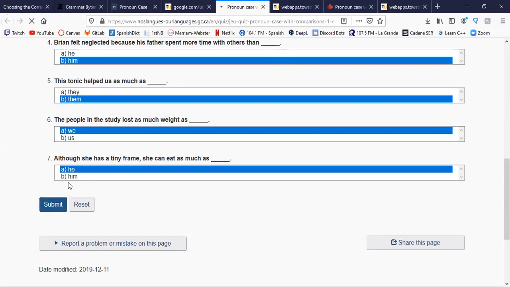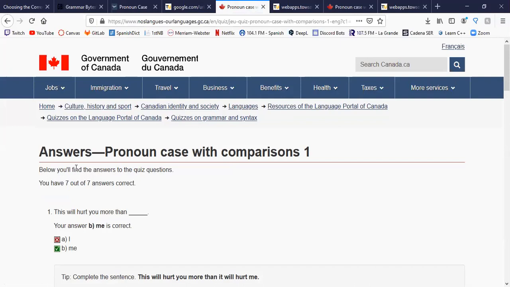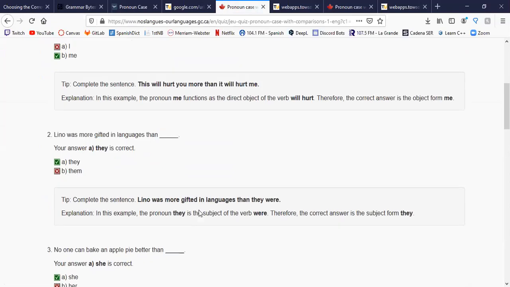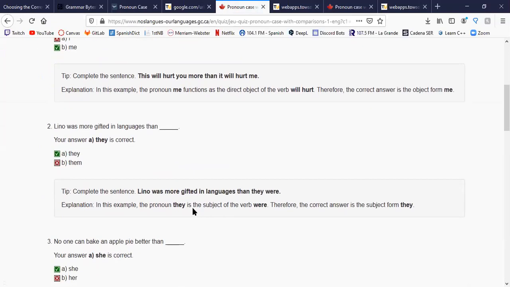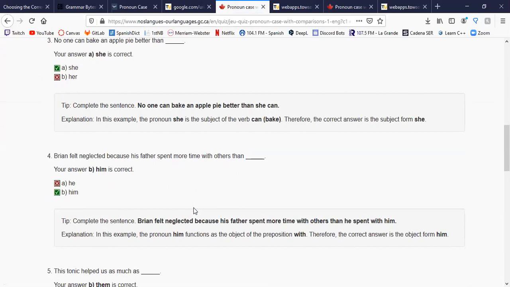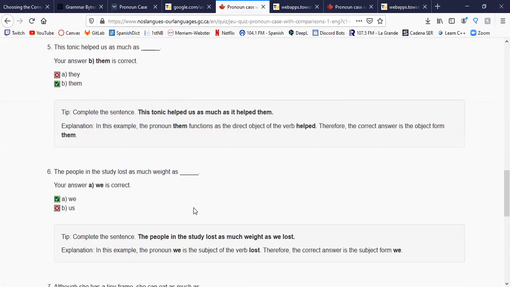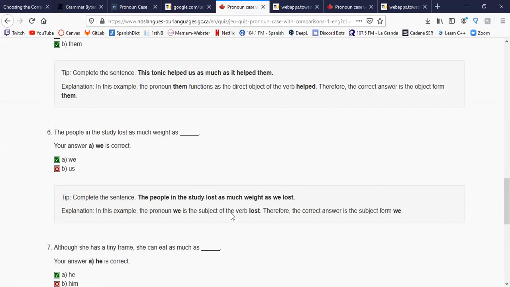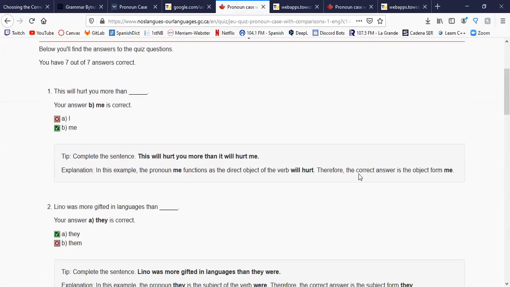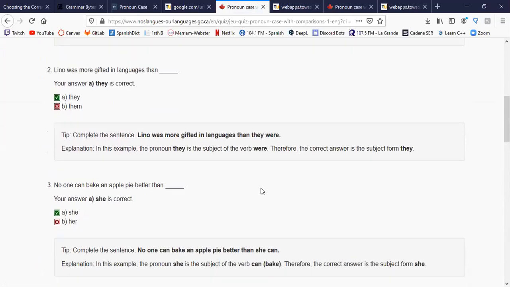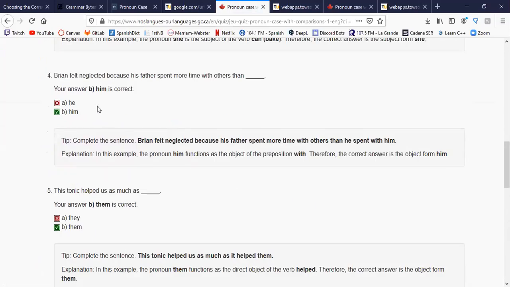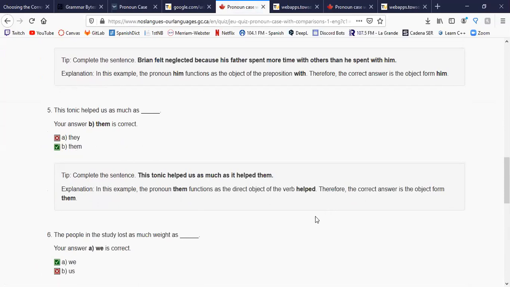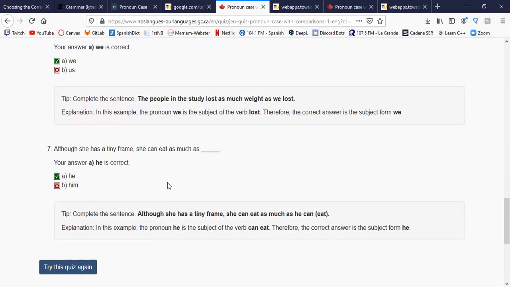So let's submit our answers. We have 7 out of 7 answers correct. So we got everything right. So, yep, the first one is me, the second one is they, the third one is she, the fourth one is him, the fifth one is them, the sixth one is we, and the seventh one is he. And you can see that they have tips and explanations here, for each of the questions from number 1 to number 7.